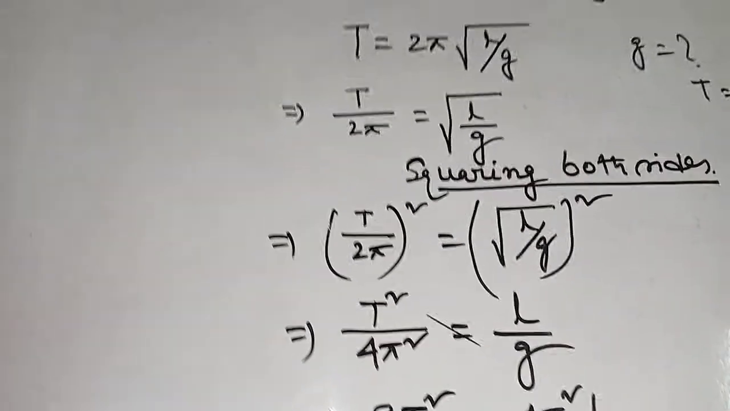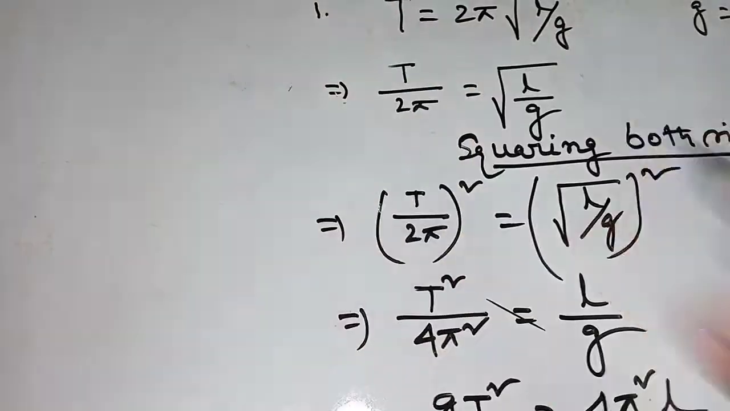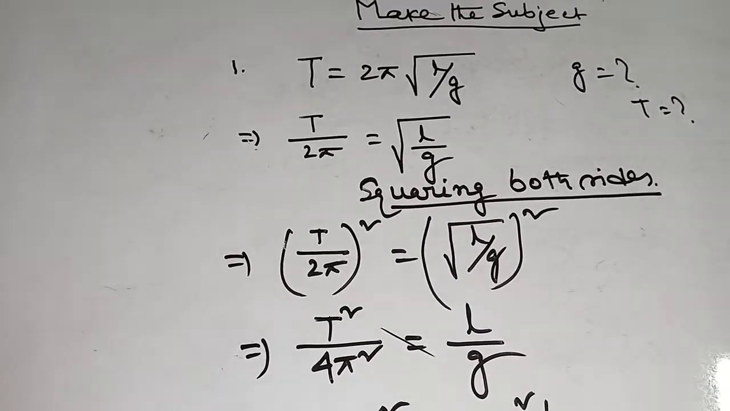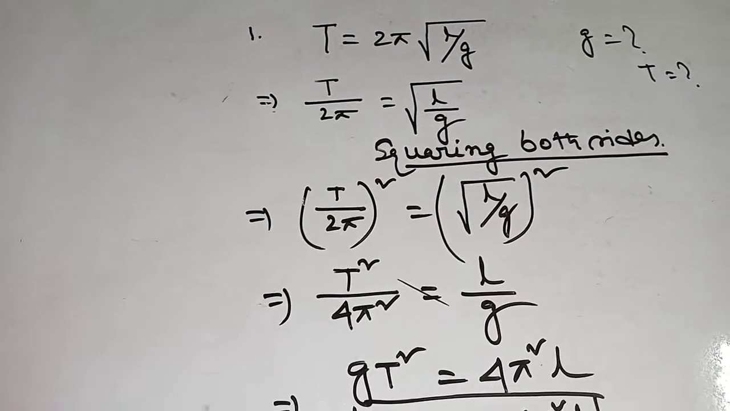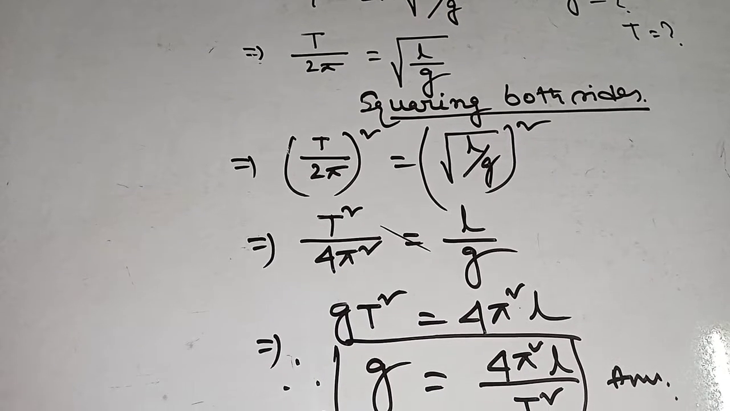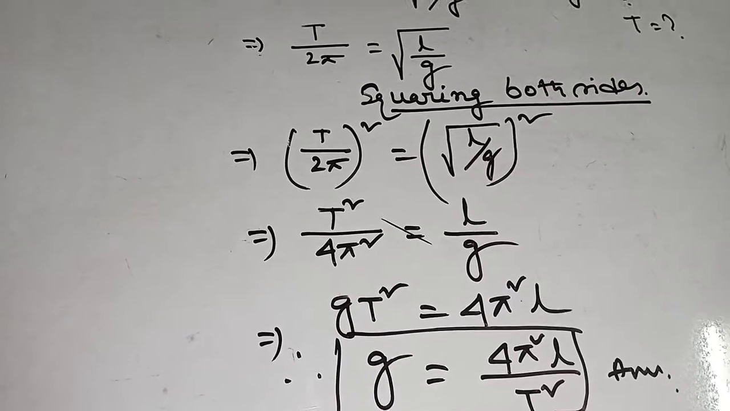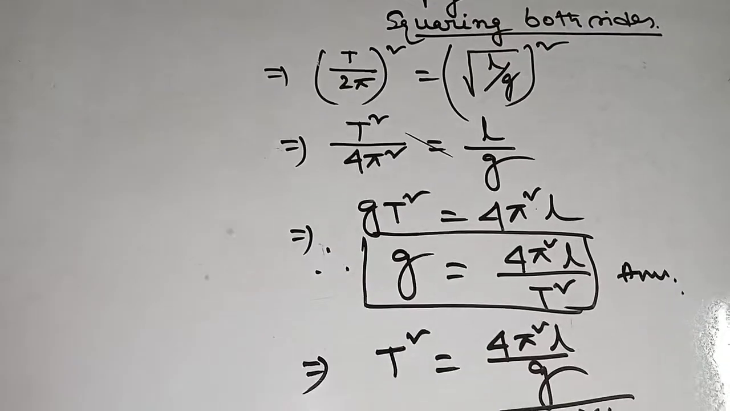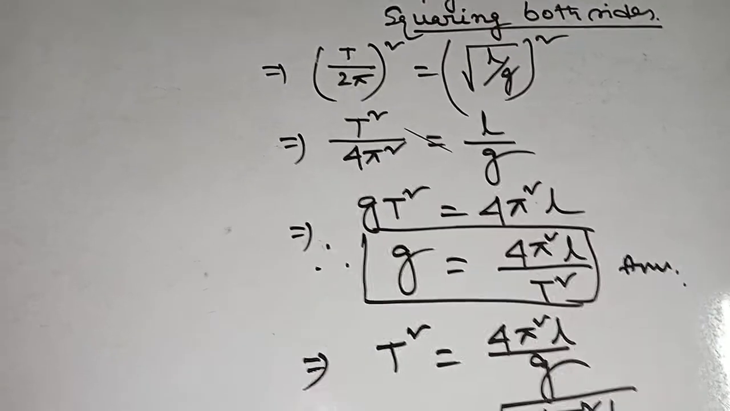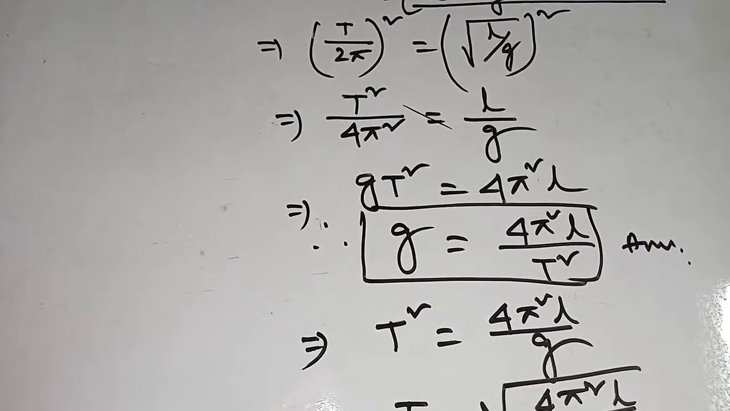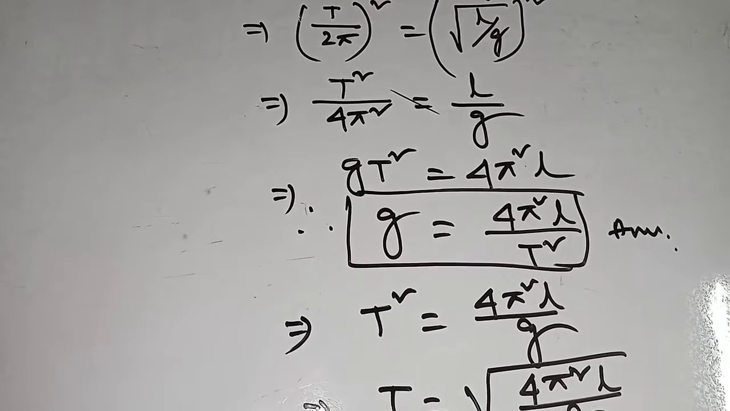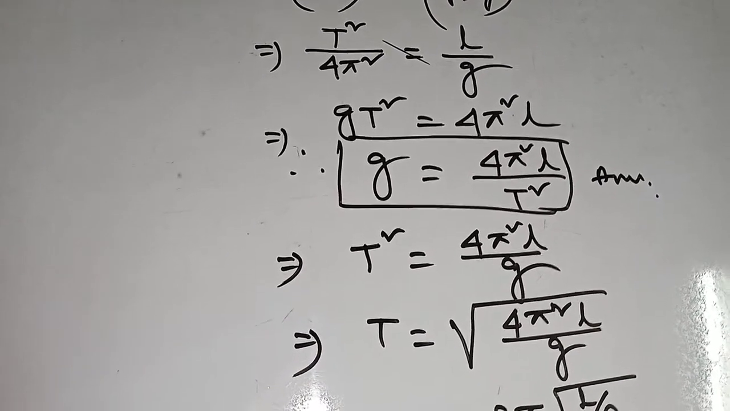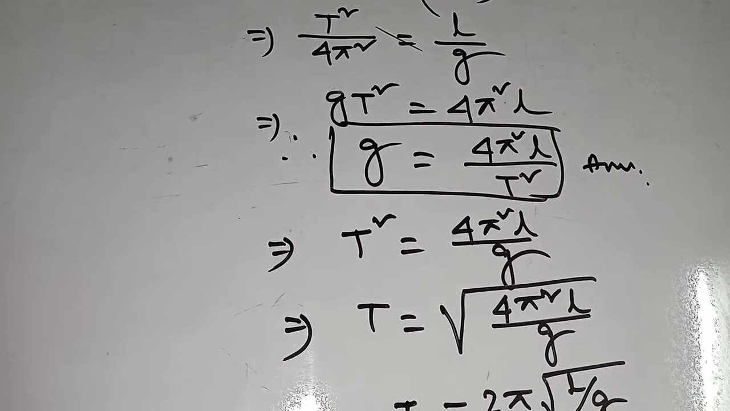Okay. Now this is given, T equal to 2 pi root over L by G, make the subject of G and T. Now at first I write T by 2 pi equal to root over L by G. Remove the root, then squaring both sides, it will be T by 2 pi whole square equal to root over L by G whole square. It will come T square by 4 pi square equal to L by G. Hence here G is the subject. G T square equal to 4 pi square L. That means G equal to 4 pi square L by T square. This is your answer.